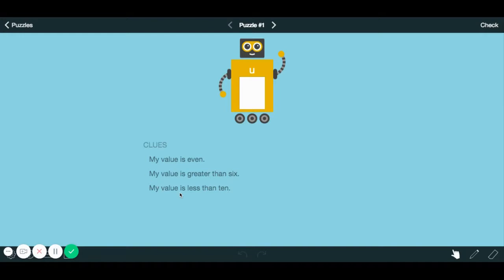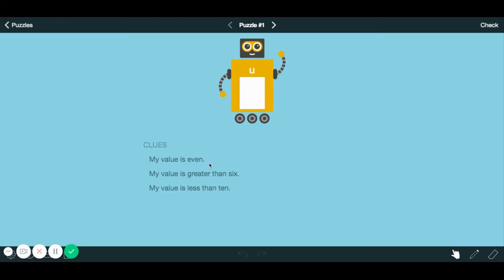So you use the clues and then you plug in the number inside of the robot. One thing I recommend on these is that you get out a piece of scratch paper as you're working on these so that you can write down the possible answers as you go through the clues. So let's do this first one together.